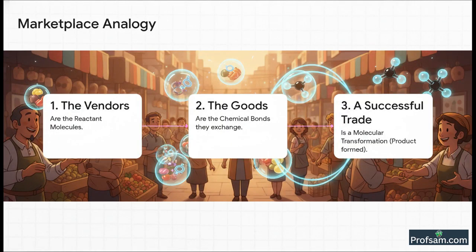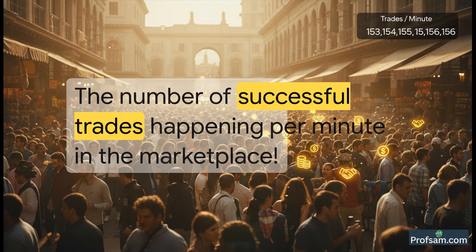So in our market, who are the players? Well, the vendors, they are our reactant molecules. And what are they trading? They're exchanging chemical bonds. Every time a successful trade happens, that's a molecular transformation. A reactant has just turned into a product. So what is the reaction rate in our marketplace? It's simple. It's just the number of successful trades happening every single minute. And it makes sense, right? If the market is super crowded, high concentration, you're going to have way more trades happening per minute, a much higher reaction rate.